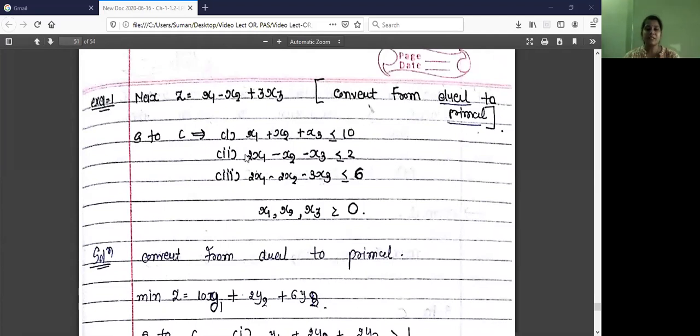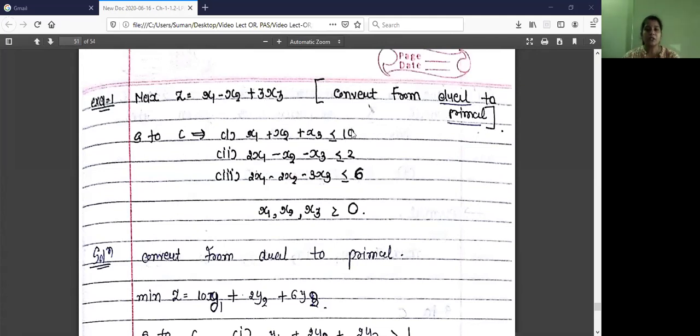So what is our first step? The first step is: if our dual is in maximization form, then our primal is in minimization form. So first we write the objective function, minimize z. Got it? In our question, we use the decision variables x1, x2, x3. So in our primal, we use the decision variables in terms of y. The second step is what? Our objective function becomes the subject to constraint, and our subject to constraint becomes the objective function.